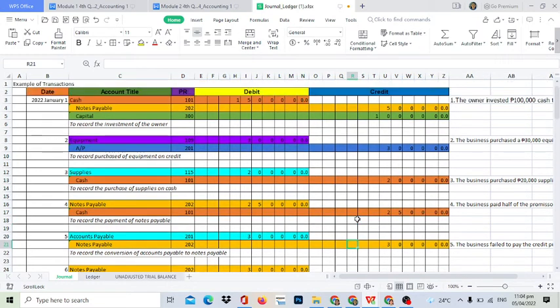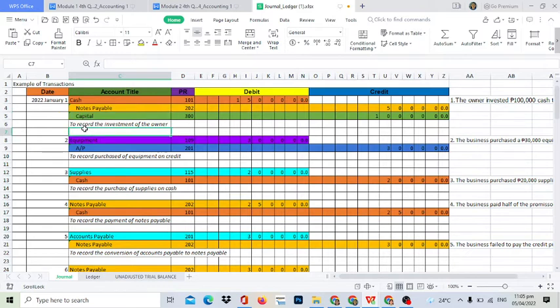Titingnan nyo po dito, sa date po, nilalagay lang yung year and then yung month. So, pwede nyo na pong ilagay lang yung day. Hindi na po inuulit yung year and then the month. And then yung una po natin nire-record for general journal is the debit first and then followed by credit. So, makikita nyo po itong notes payable and capital po ay magkatapat. Ibig sabihin, yan po ay credit. Hindi po yan itatapat sa cash kasi po yung cash po ay debit.